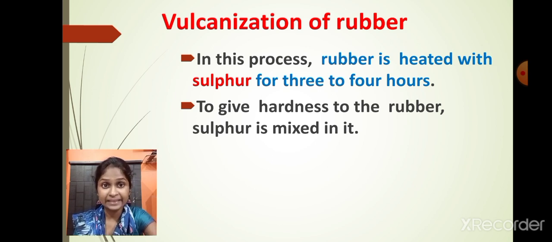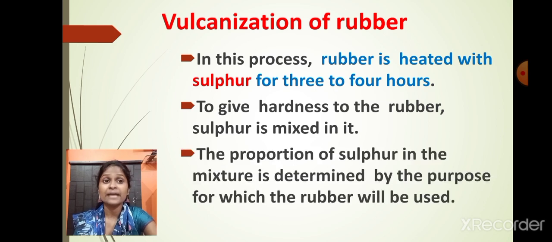We are adding sulfur because we want to give hardness to the rubber. Who is giving hardness to the rubber? Sulfur. So sulfur is actually providing the hardness to the rubber. Is that clear? And most importantly, the proportion of the sulfur in the mixture is determined by the purpose for which the rubber will be used.